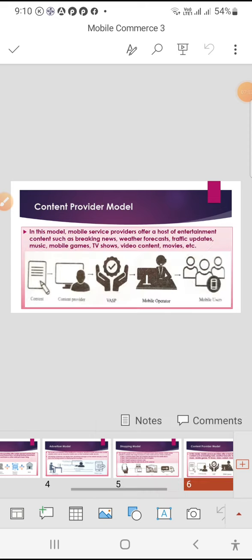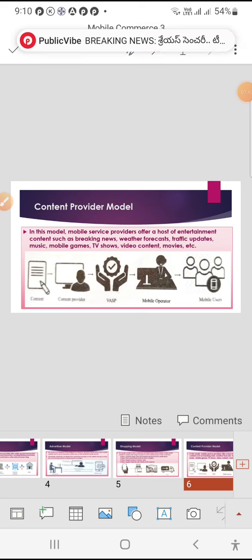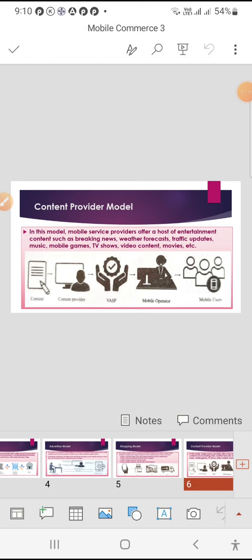The last one, the fourth one, is the content provider model. If you see the slide, you will come across the image of the content provider model. In this model, the mobile service provider offers a variety of entertainment content such as breaking news, weather forecast, traffic information, music, mobile games, TV shows, video content, and movies, which can be downloaded by the user from his mobile device.